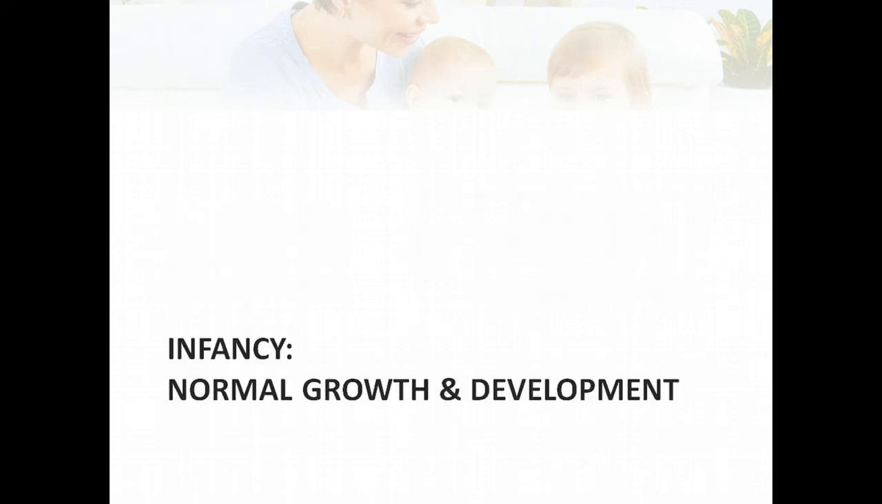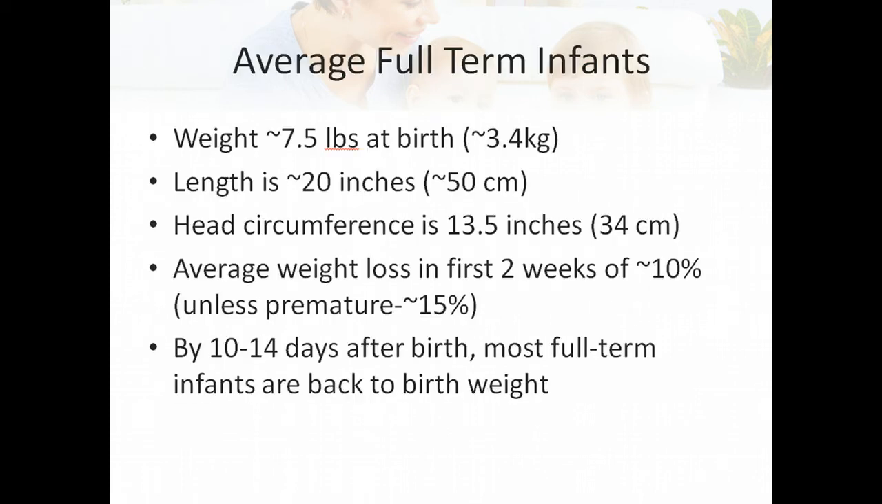So normal growth and development in infancy, this is just some averages for full-term infants to give you a little bit of an idea. Average birth weight, 7.5 pounds, average length about 20 inches, head circumference here. And then it's very normal for full-term infants to lose weight in the first couple weeks of life, about 10% of their body weight. And then by about 10 days to 2 weeks after birth, they're back to their normal birth weight. So that's normal and expected to be seen.